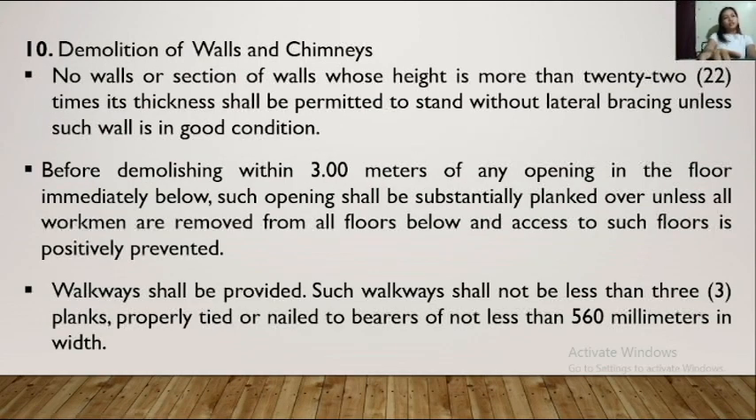Then we have also here the demolition of walls and chimneys. Then no walls or section of walls whose height is more than 22 times its thickness shall be permitted to stand without lateral bracing unless it is in good condition. Then before demolishing within 3 meters of any opening in the floor immediately below, such opening shall be substantially planked over, unless all workmen are removed from all floors below and access to such floors is positively prevented. Then walkways shall be provided, of not less than three planks, properly tied or nailed to bearers, or not less than 560 millimeters in width.